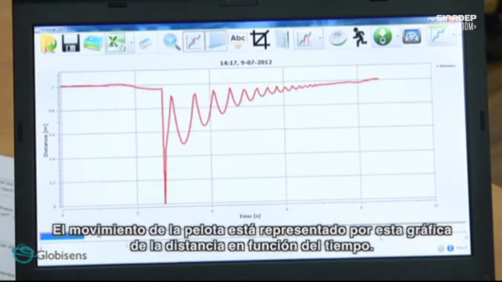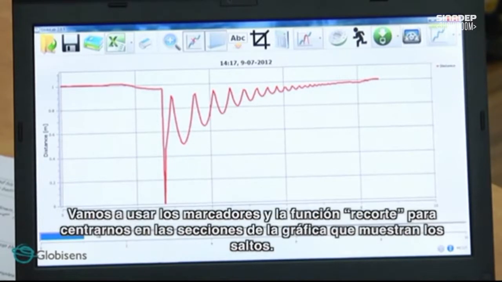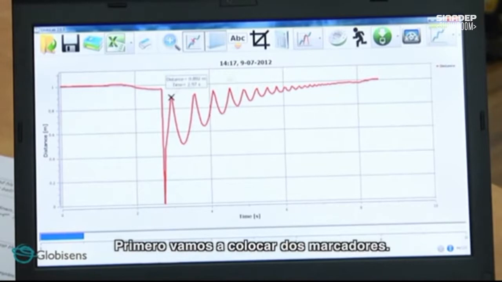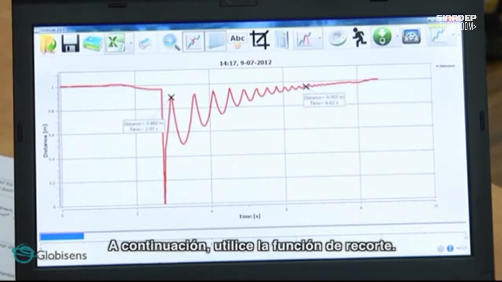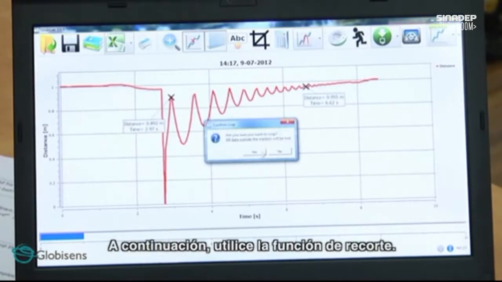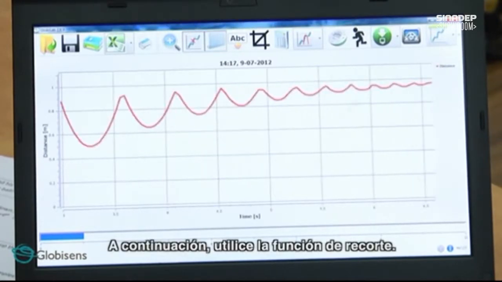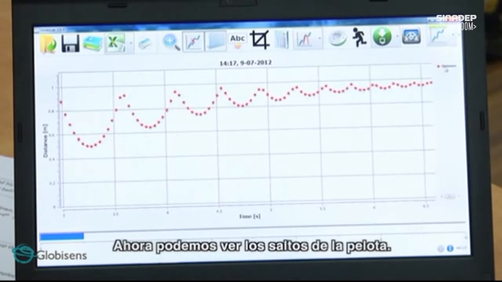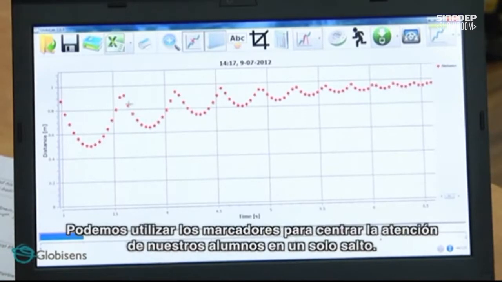The ball's movement is represented by this graph of distance as a function of time. Let's use the markers and crop function to focus on the graph section showing the ball's jumps. We will first place 2 markers. Then use the crop function. Now we can see the ball's jumps. We can use the markers to focus our students' attention on a single ball jump.